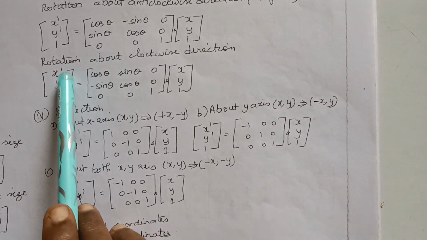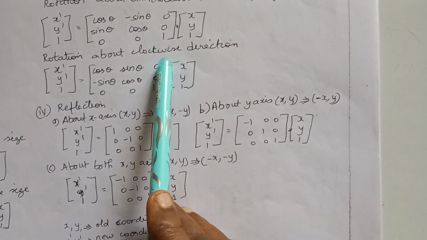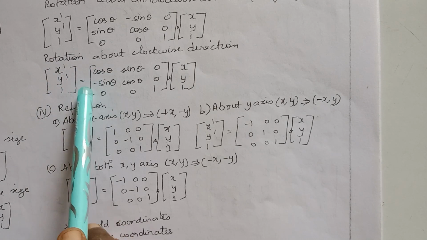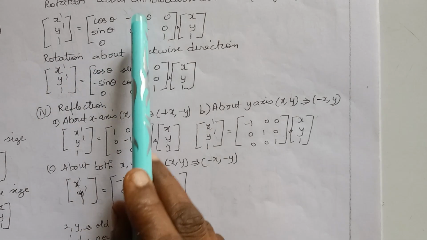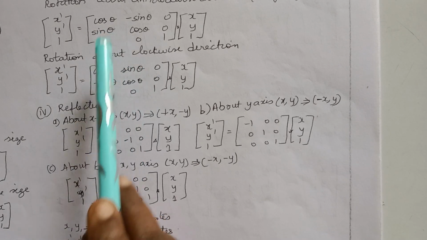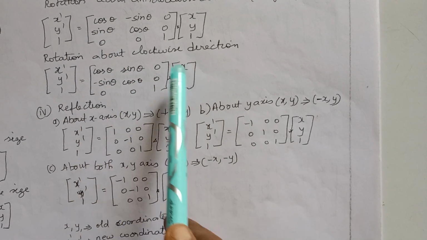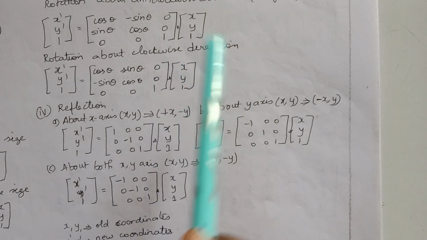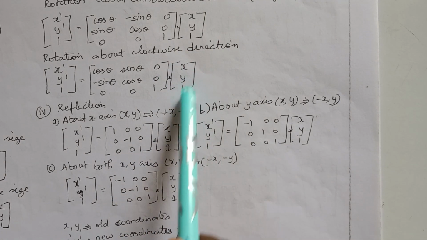Then rotation in the clockwise direction is the opposite of this one. So we write the new coordinates x dash, y dash as cos theta, plus sin theta, then minus sin theta, cos theta, and here 0 0 and 0 0 1, multiplied by x, y and 1.